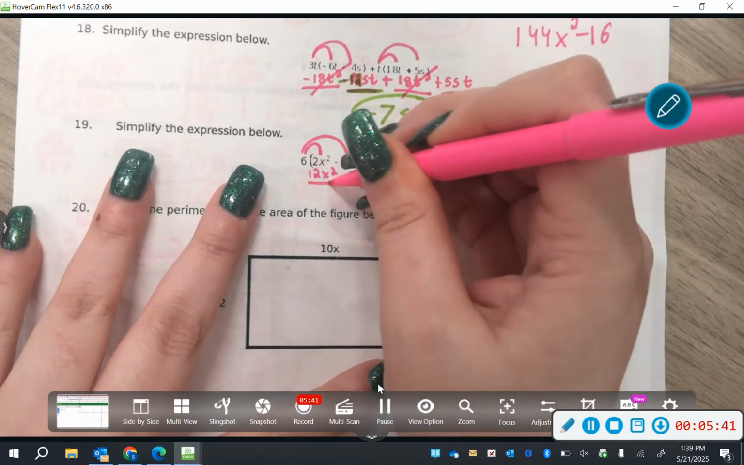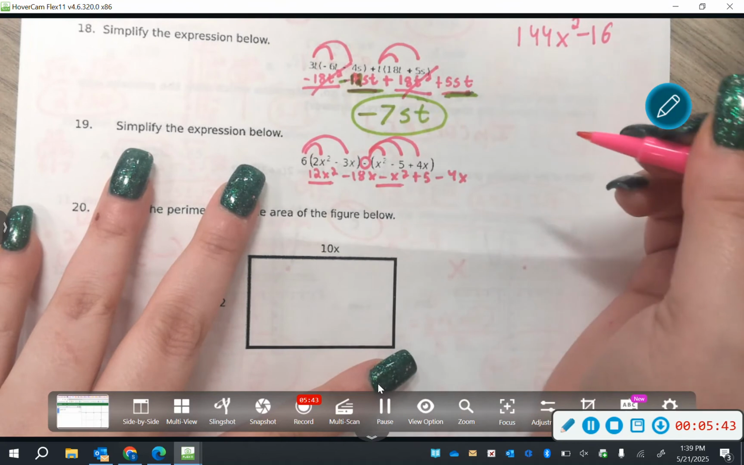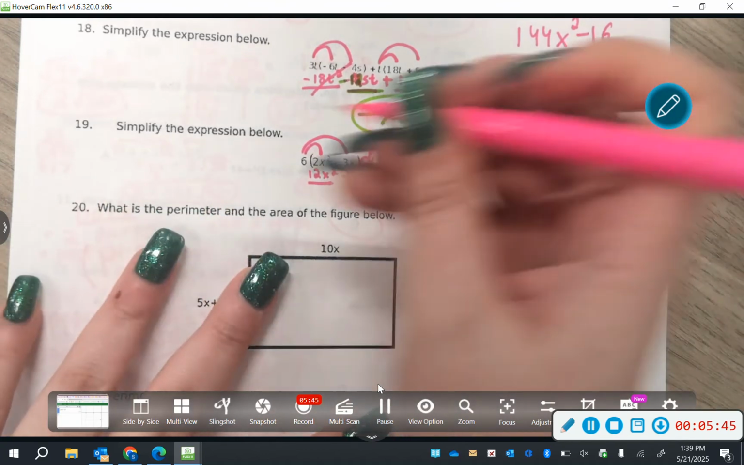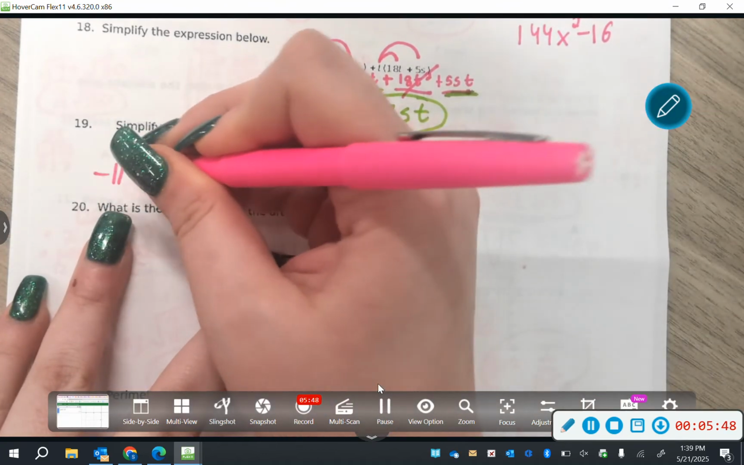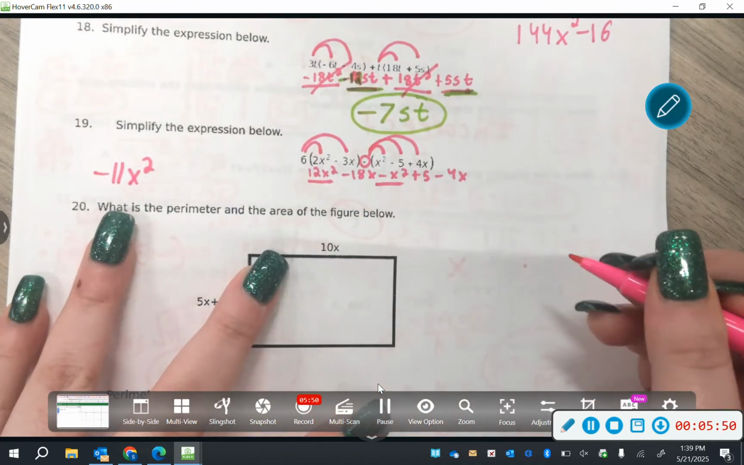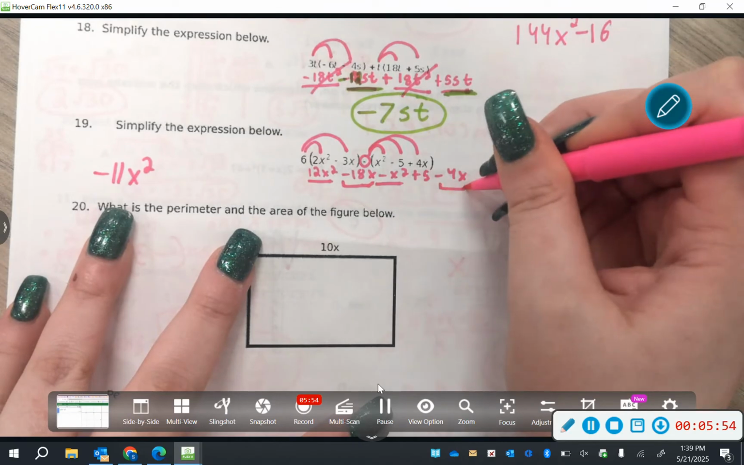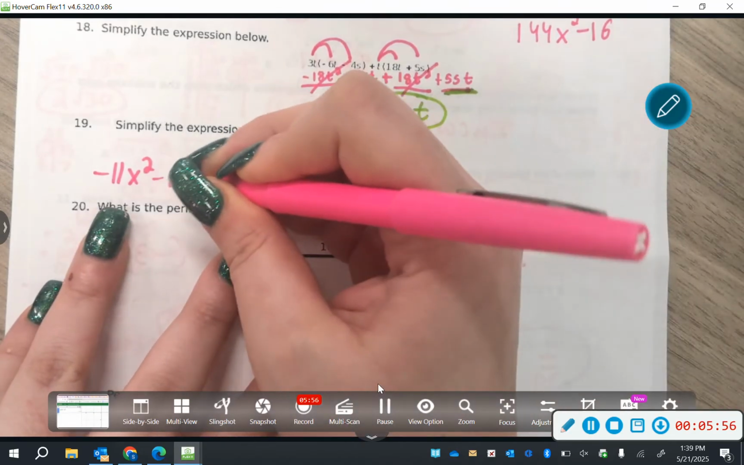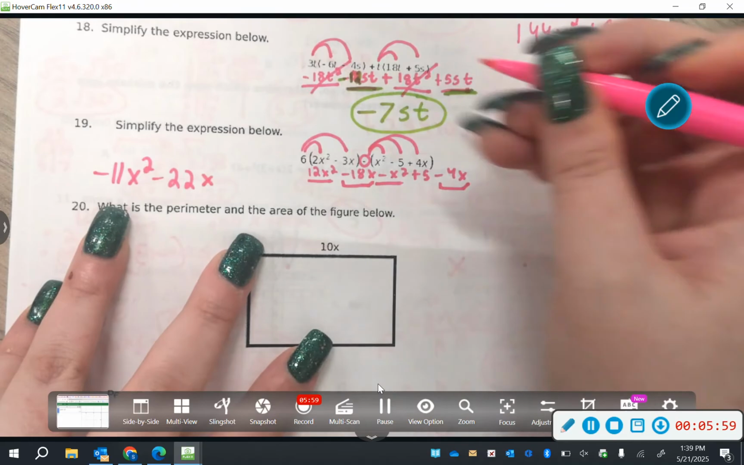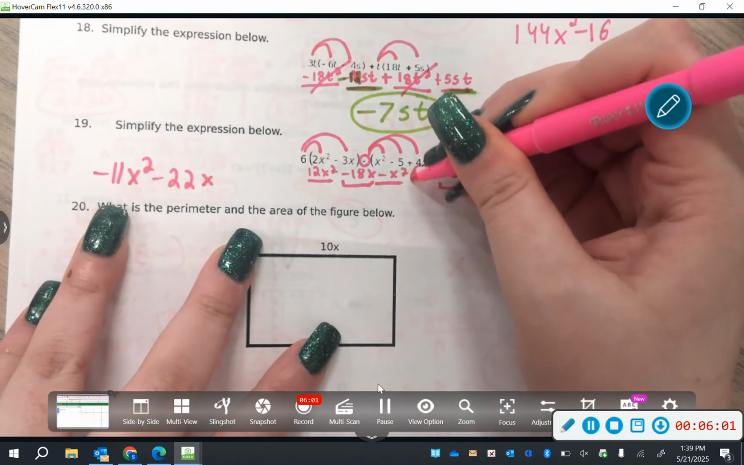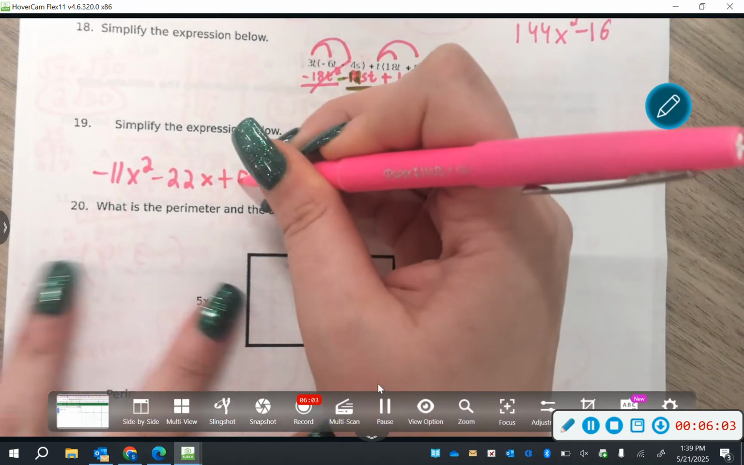Combine like terms. So we got 12x squared and negative x squared, so we're left with 11x squared. Now we do our x's. We have negative 18x and negative 4x. So it's negative 22x. Then there's nothing to combine with my plus 5, so just plus 5.